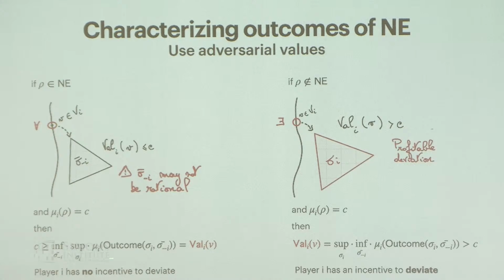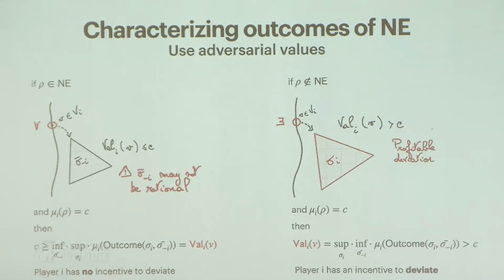Here you may recognize the definition of the worst case value. You quantify universally over all the strategies of the adversary and existentially over the strategy of player I, and you find the adversarial value for player I, and this value should be less or equal than the value C given along the outcome. It means that there is no incentive for player I to deviate here, because the others can collude and make sure that he gets less than C. And this holds for all the vertices along the path.